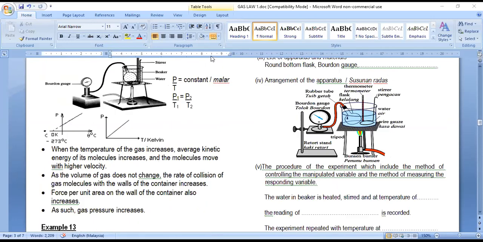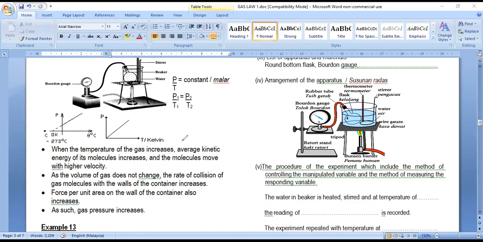Now other than that, you must be able to explain why when the temperature changes, pressure changes. Now see what happens when the temperature of gas increases. The average kinetic energy of the molecules increases. That means the molecules move at higher velocity. Since the volume doesn't change, the rate of collision between the gas molecules and the container increases. Because of that, force per unit area will increase, which is also the pressure of gas.